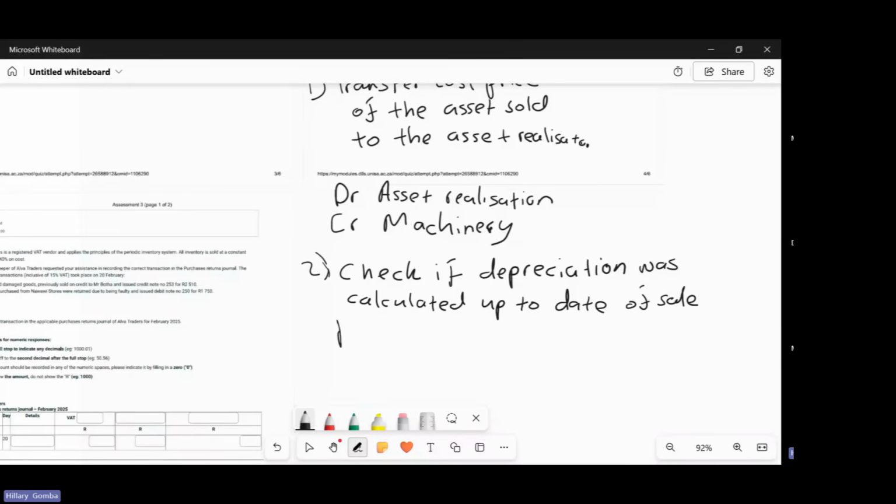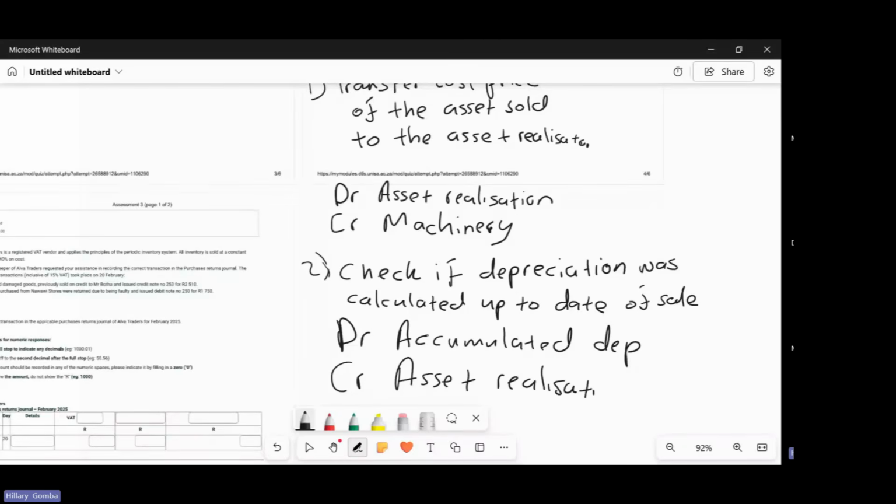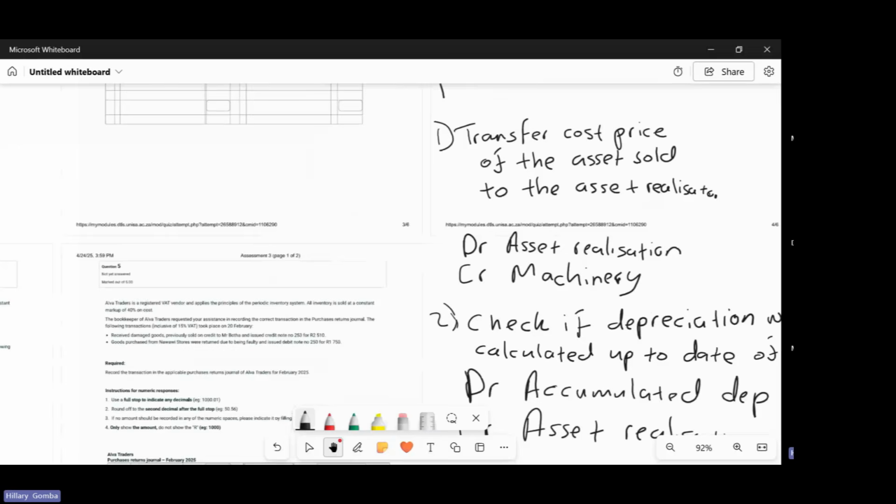Your what? So here we say it is debit accumulated, and then you credit asset realization. So which means here on your asset realization, you record what? Accumulated depreciation.